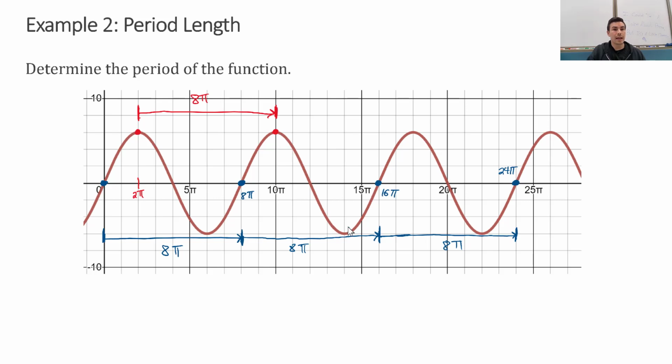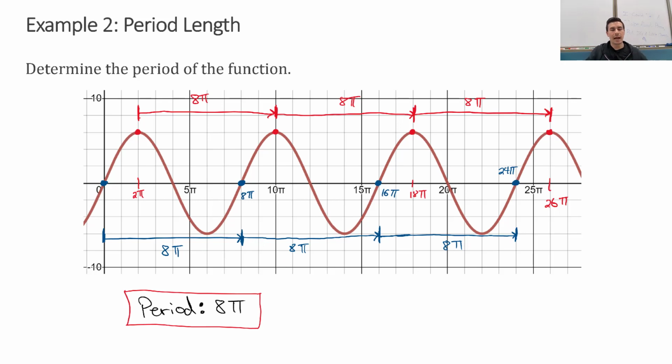Then again, I go down my bowl and back up, and that takes 8 pi, so I get to 18 pi there. And one more time, we get to 26 pi, and that would be 3 period lengths on my graph. Both of these are the same, which they should be, and we have a period length of 8 pi. That's where we start seeing our repeating function values on our intervals.